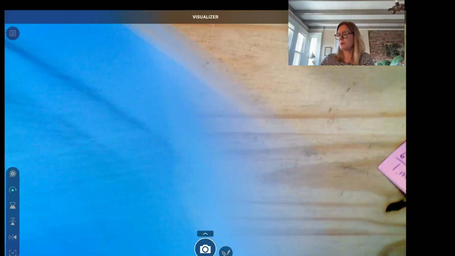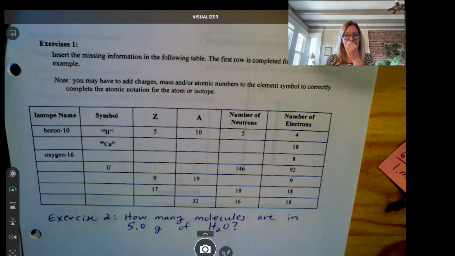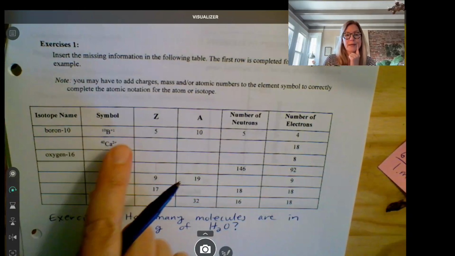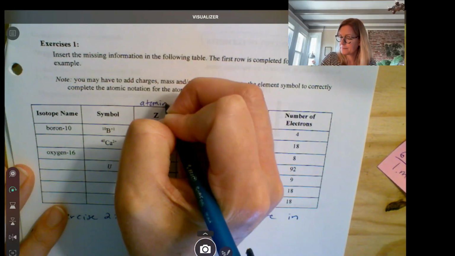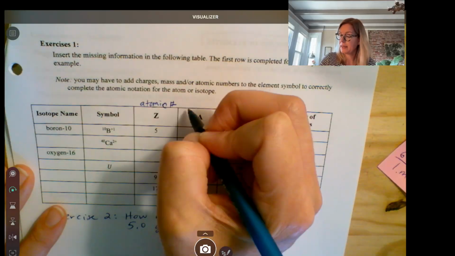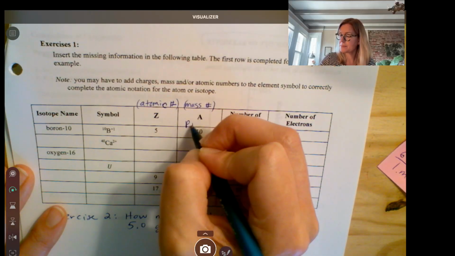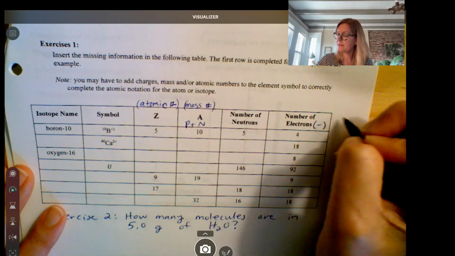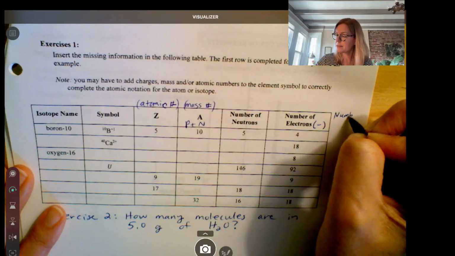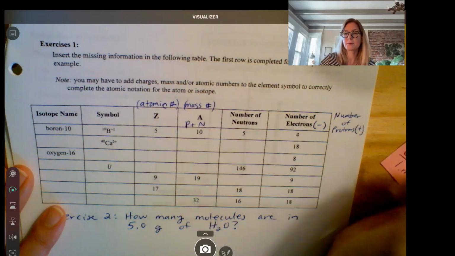So what we're going to do here is complete this chart based on what we just learned, okay? So you're going to fill in the isotope name, the symbol, Z is the atomic number. Remember, that's on the periodic table. A is the mass number. The mass number is the protons plus the neutrons. Then the number of neutrons, the number of electrons. Remember, electrons are negative. And make a final column for the number of protons. Remember, protons are positive, okay?